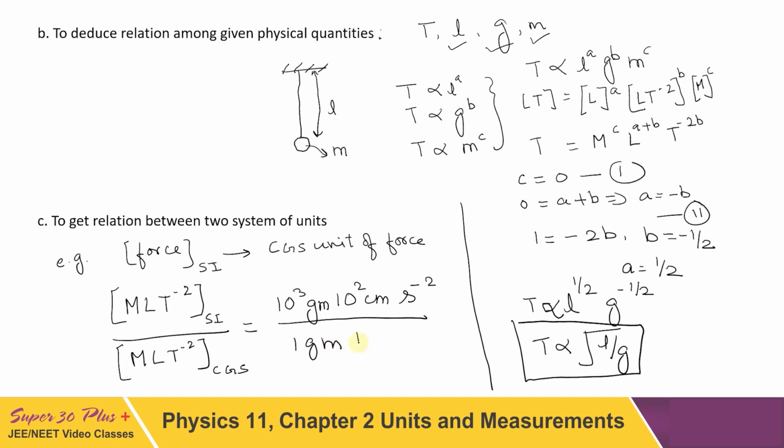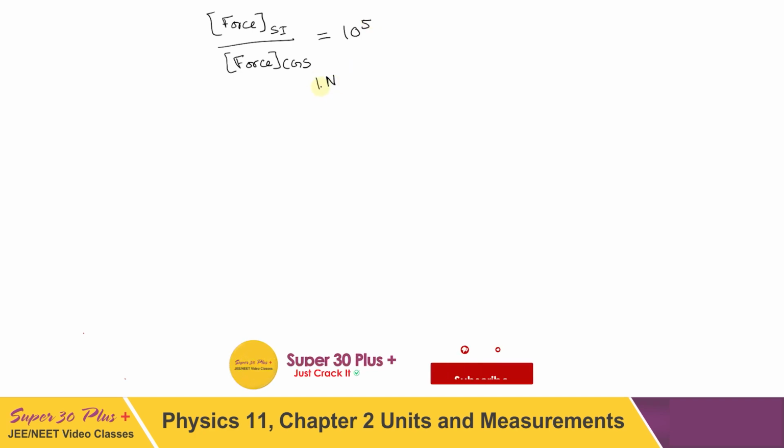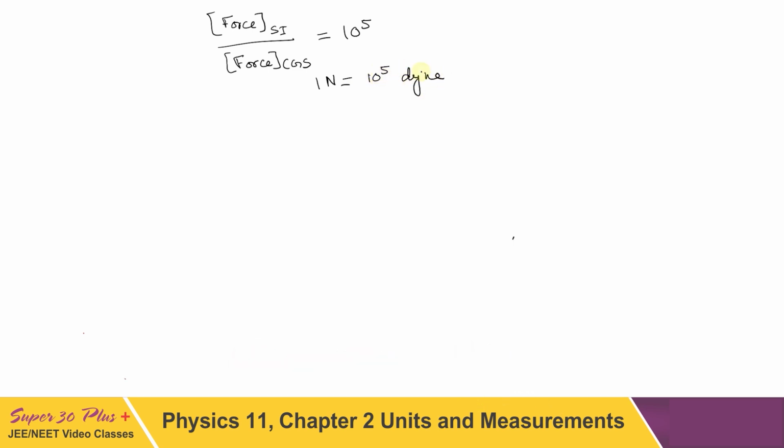Mass of length is 1 centimeter. And mass of time again is second. This centimeter got cancelled, gram got cancelled, and we got the conversion factor, that is 10 to the power 5. Now we can say, unit of force in SI upon unit of force in CGS is equal to 10 to the power 5. Here we can write the names also, as we know. So 1 Newton can be written as 10 to the power 5 times unit of force in CGS, that is dyne. So finally we got 1 Newton is equal to 10 to the power 5 dyne.